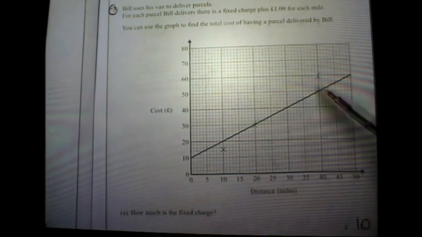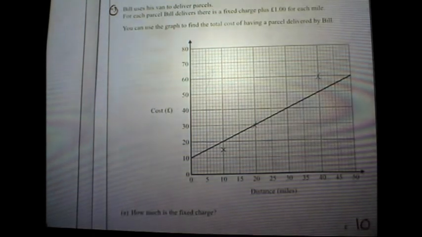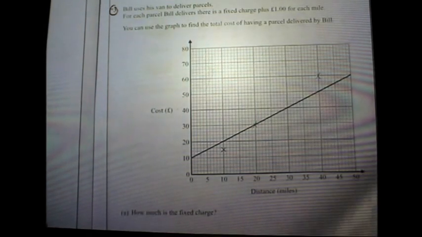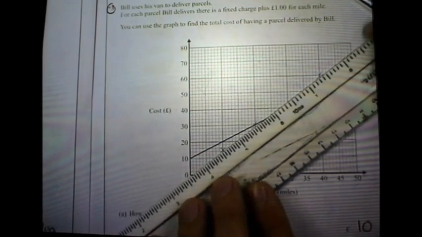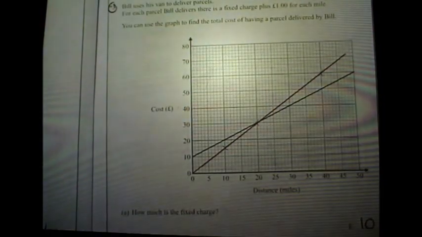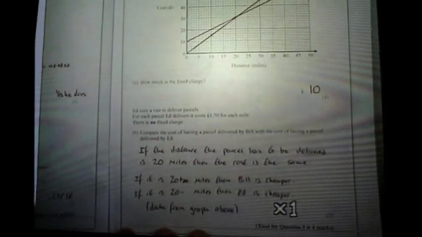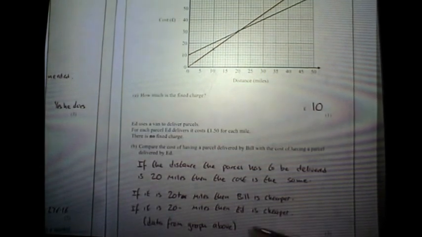So what you can do now is get yourself a ruler, and you can connect up the lines and draw a line on the graph. So here we go, and it should start at 0, 0, and it should look something like that. You will always use a pencil, but I'm using this so it will show up a bit better. So there you go, there's his charge. So the comments you write are something along the lines of, if the distance the parcel has to be delivered is 20 miles, then the cost is the same, because that's where they cross. If it's more than 20 miles, then Bill is cheaper. If it's less than 20 miles, Ed is cheaper. And say where the data came from: the graph above.